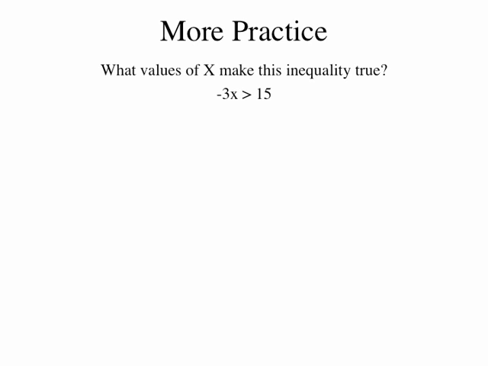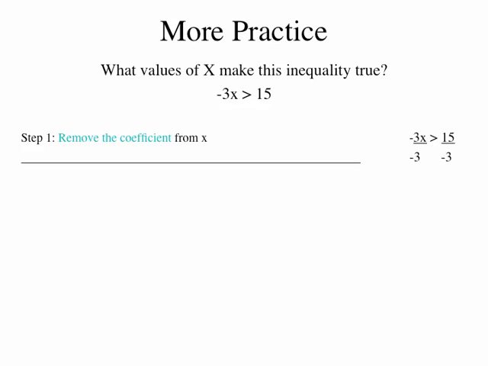Let's keep practicing here. Here's another inequality. -3x is greater than 15, and I want to know what numbers I'm allowed to plug in for x to make this inequality true. Step 1, I still want to remove the coefficient from x. I want to get that -3 away. And so to do that, I'm going to divide both sides of the inequality by -3.